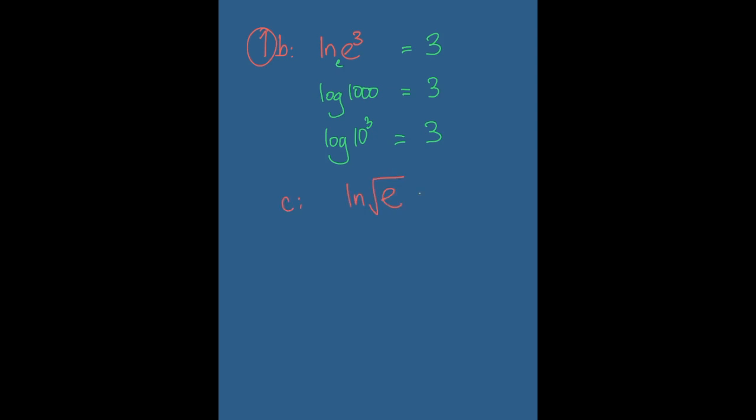Part C is asking what is the natural log of the square root of e? Well, that is basically e to the half. So the answer is half. That would be like saying what is the log of the square root of 10? That is a half, because base 10 to the half is equal to the square root of 10. So here we've got e to the half is equal to the square root of e, which is what we want in the first place.